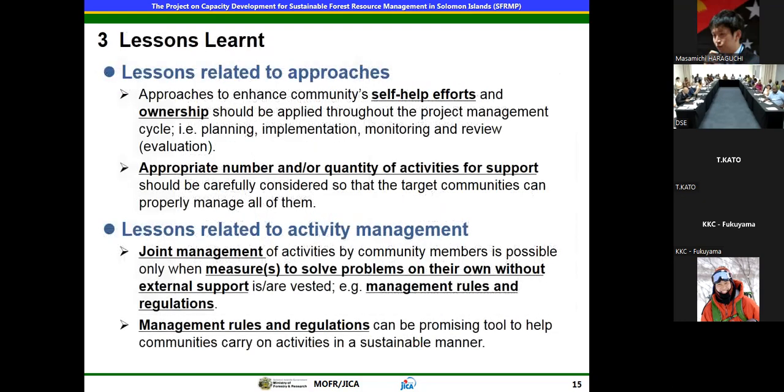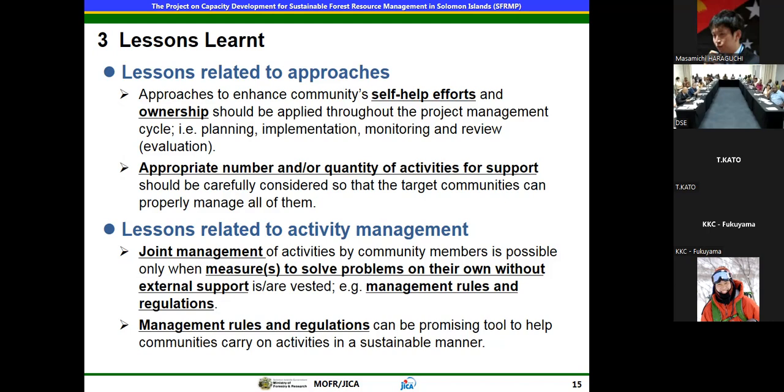Lessons learned related to approaches. First, approaches to enhance community self-help effort and ownership should be applied throughout the project management cycle, that is, in the planning, implementation stages, and review. And next, the appropriate number and quantity of activities for support should be carefully considered so that the target communities can properly manage all of them.